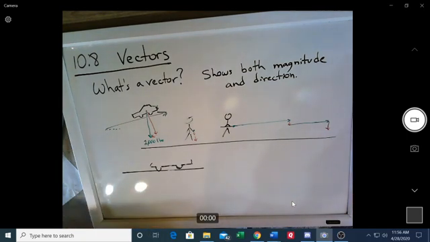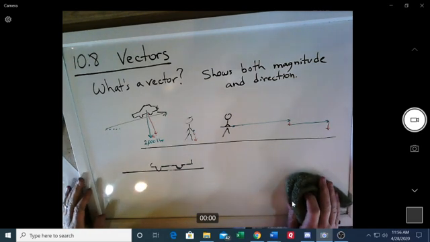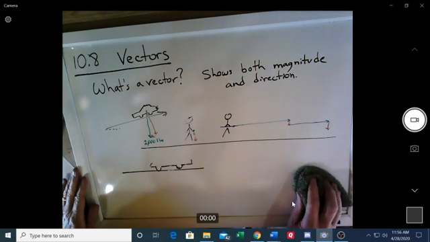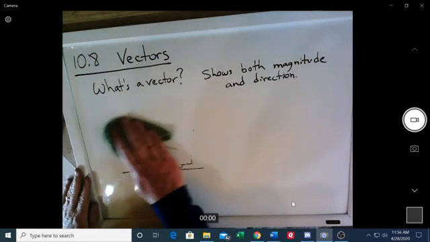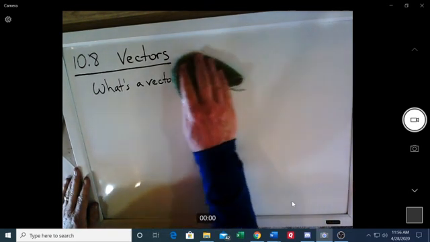Okay. So vectors will be amazingly useful stuff, and if you take a physics class, you'll be doing vectors all over the place. And so this is kind of our intro to vectors.